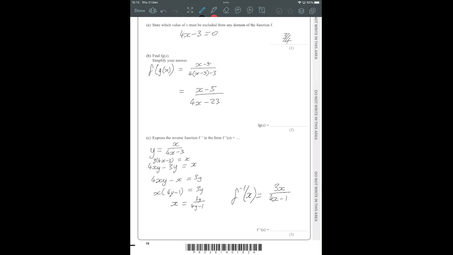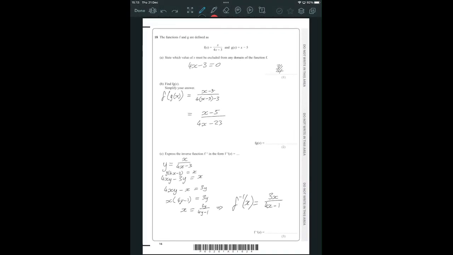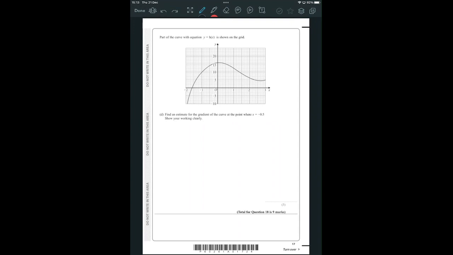Some people prefer to swap x and y right at the beginning. It doesn't matter if you swap it at the beginning or the end, you get the same result. Question 18 done. Oh, not question 18 done. We have part D of the question.